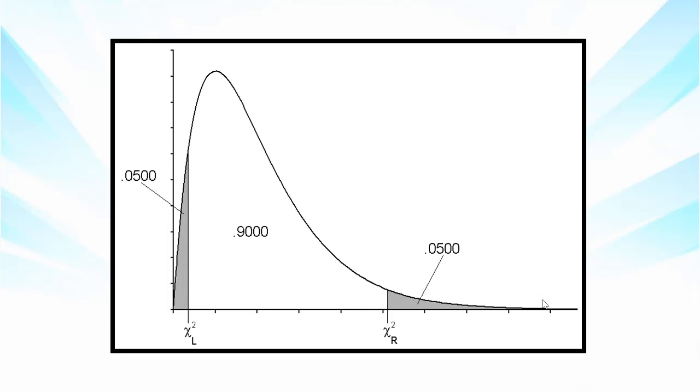This time, in the middle, we have our confidence value, which is 0.9000. So the area under the total curve is 1, so if we do 1 minus 0.9000, we get 0.1000. Divide that by 2 so that we can equally disperse that area into both of these tails, and each tail will have an area of 0.0500.